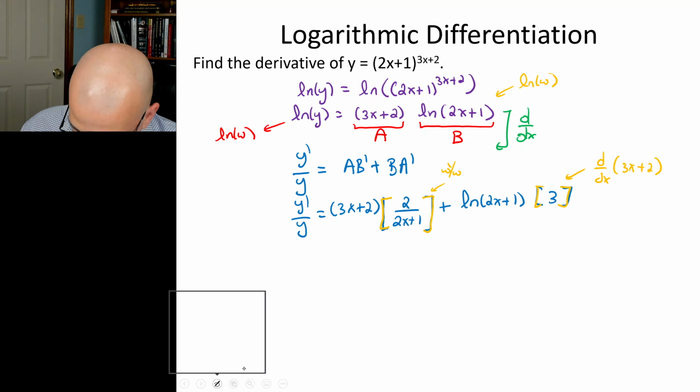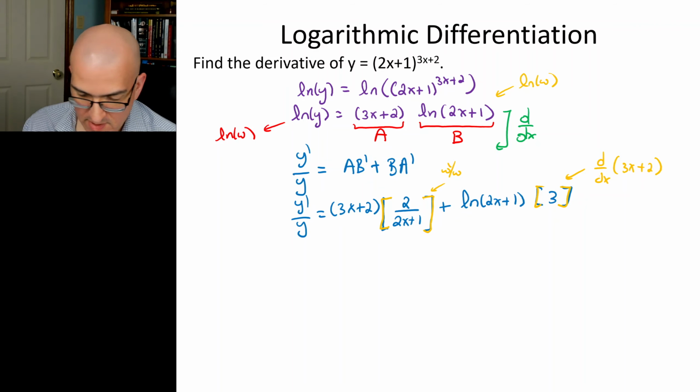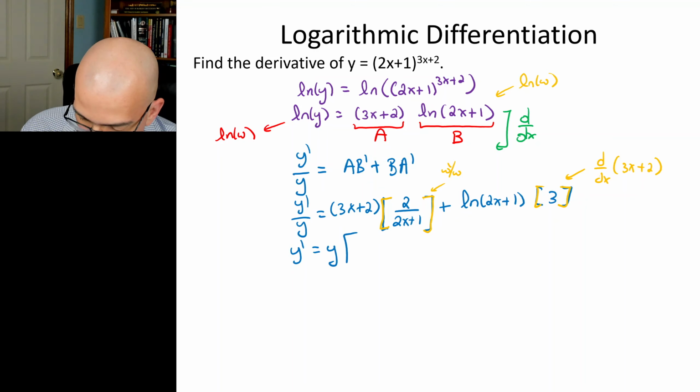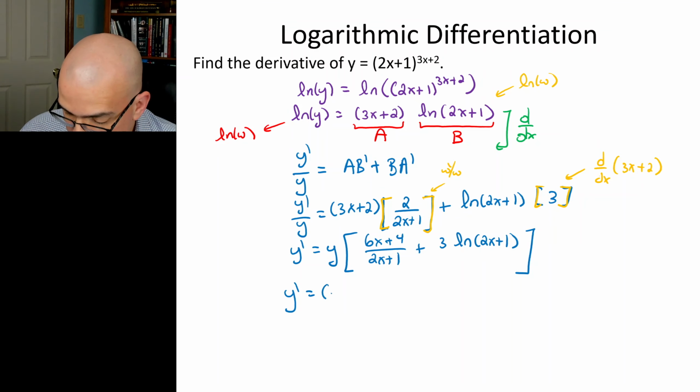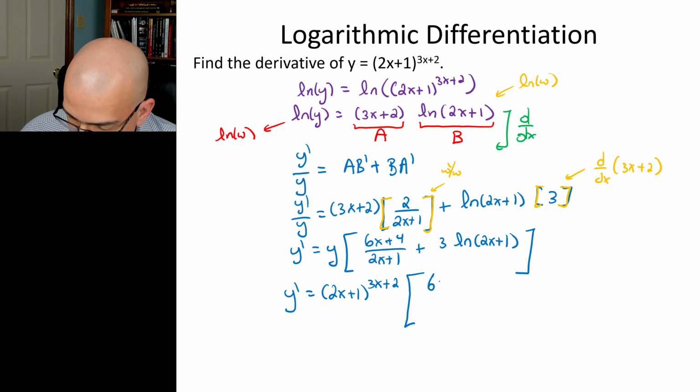Okay. Getting close to having this one wrapped up. I'm going to cross multiply by y. So y prime is equal to y multiplied by all this stuff. I'm going to clean up a little bit. I have 3x plus 2 multiplied by the 2, so 6x plus 4 over 2x plus 1. I'll put the 3 out front of the log function, 3 times the ln of 2x plus 1. So a little bit of simplifying there. And then last step, I replace the y by what it is originally, 2x plus 1 to the power of 3x plus 2 times all that mess that is in the box, in the square brackets there.